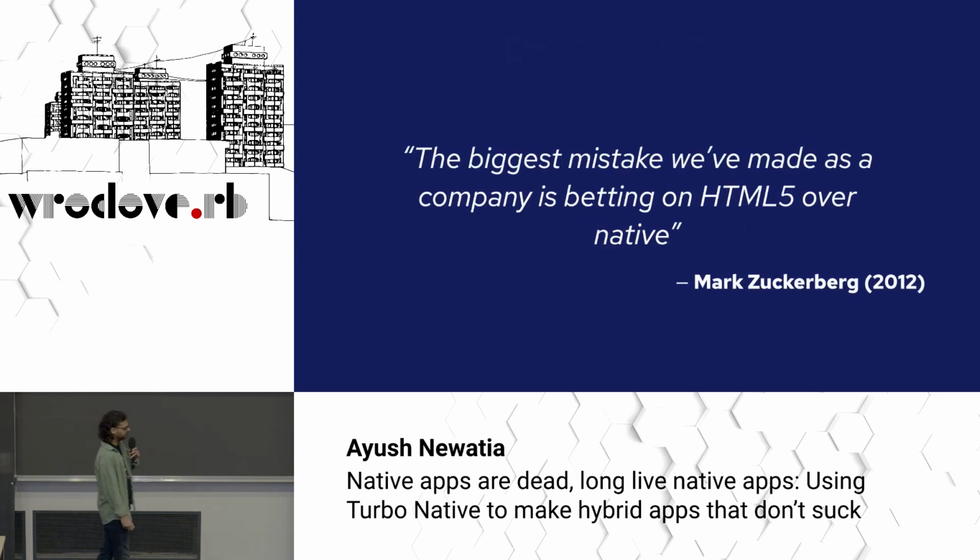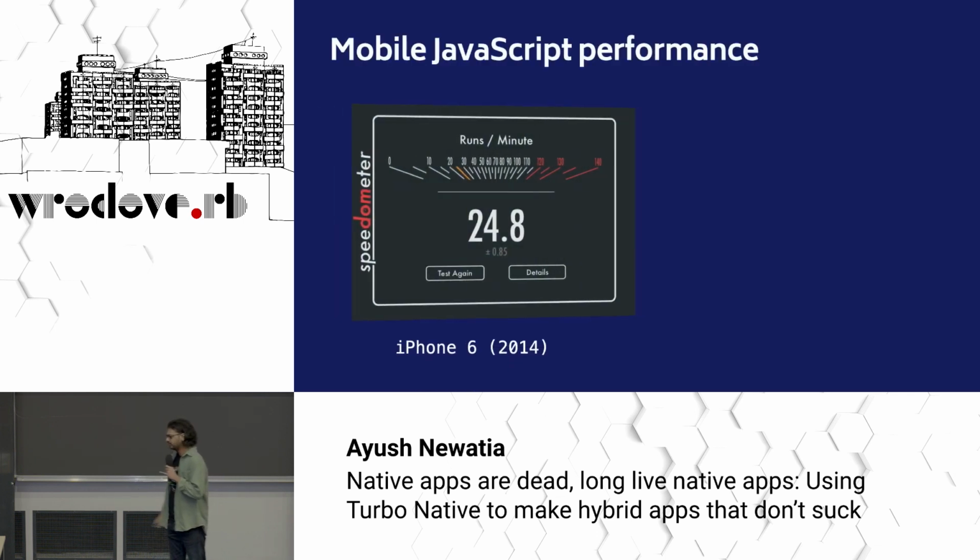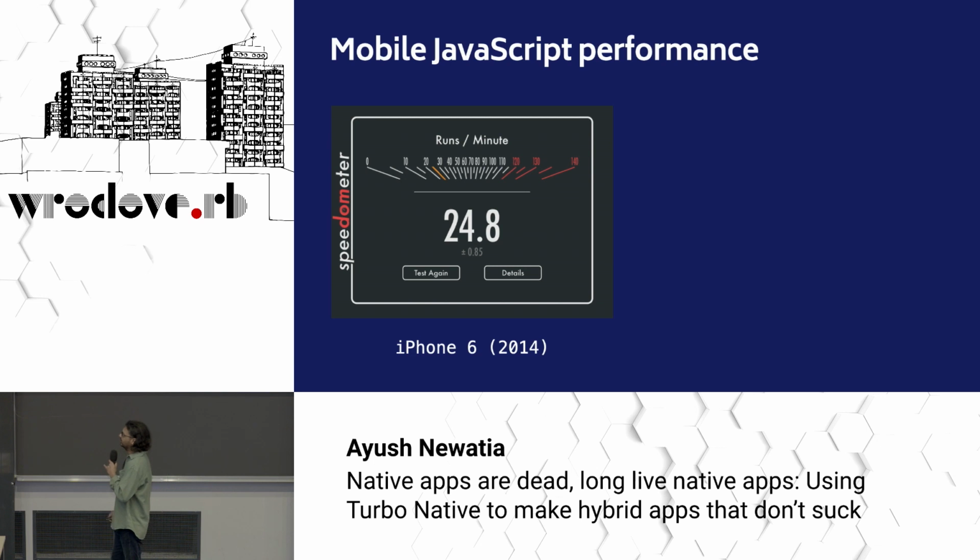So Mark Zuckerberg's quote was from 2012, which is 11 years ago. The world of mobile JavaScript performance was very different back then. I went through my drawers and found an old iPhone 6 and ran a Speedometer test on it, and that's the score I got, 24.8. And that's still 2 years newer than when Mark Zuckerberg was slandering hybrid tech.